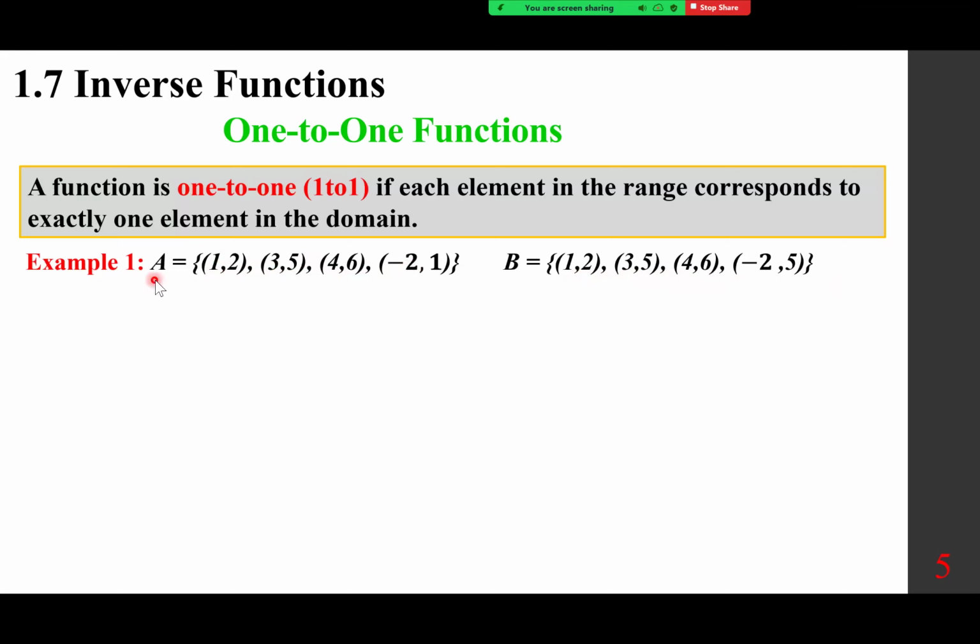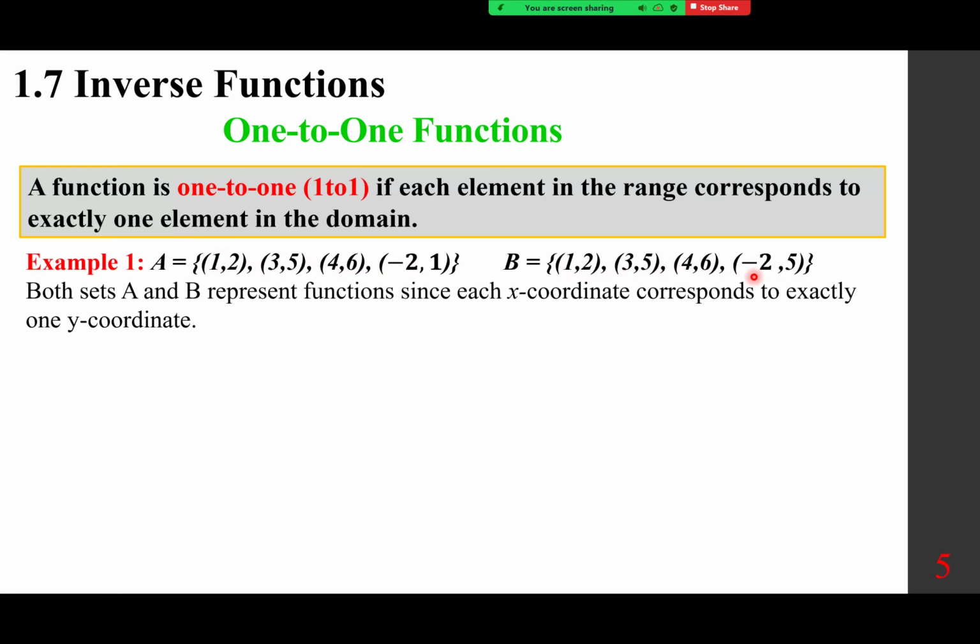A is a function. B: 1, 3, 4, minus 2 are not being repeated, the same as this one. Therefore, both of them have the quality that x is not being repeated. Therefore, both A and B represent functions since each x coordinate corresponds to exactly one y coordinate.